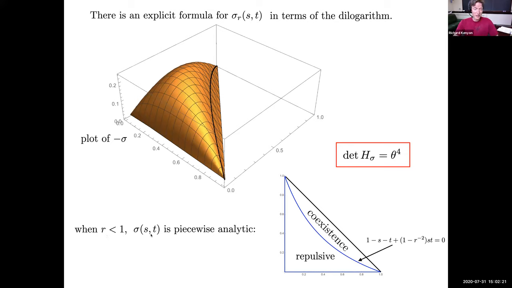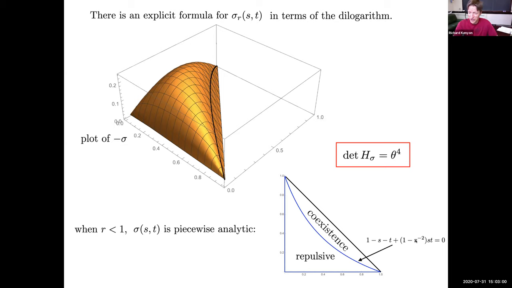is that sigma is not completely analytic. It's only piecewise analytic. It's got these two pieces. Near the diagonal of the triangle, there's a piece where sigma is exactly just a linear function of the slope on that region, and then it's a nice curvy analytic function here. So let's call these two regions the repulsive region, where it's strictly convex, and the coexistence region, where it's linear. And the boundary between these two is not hard to compute as some sort of hyperbola there.